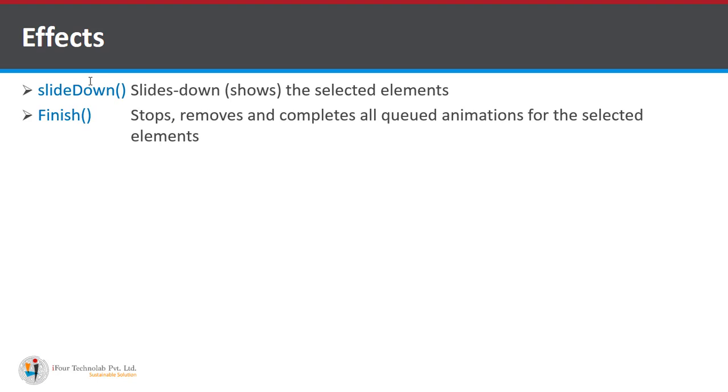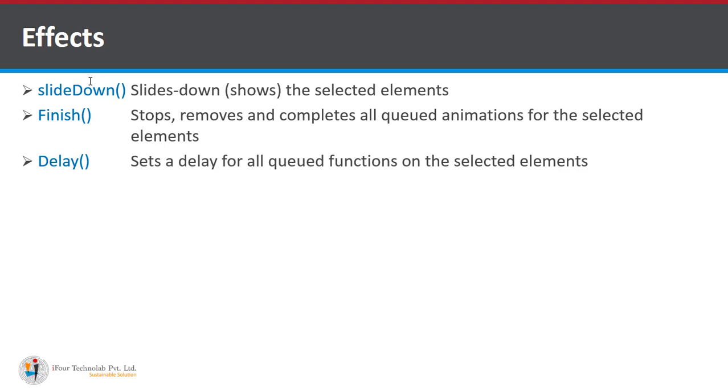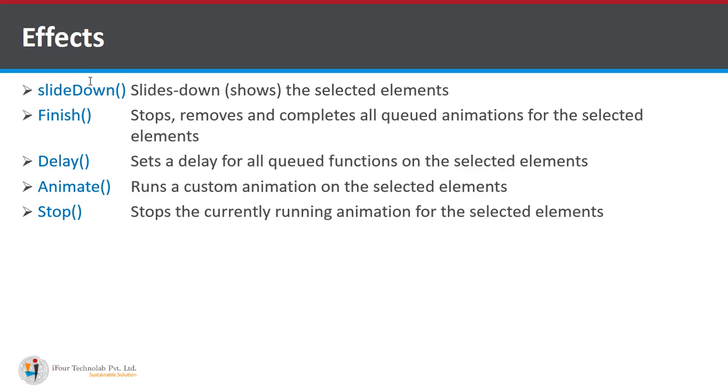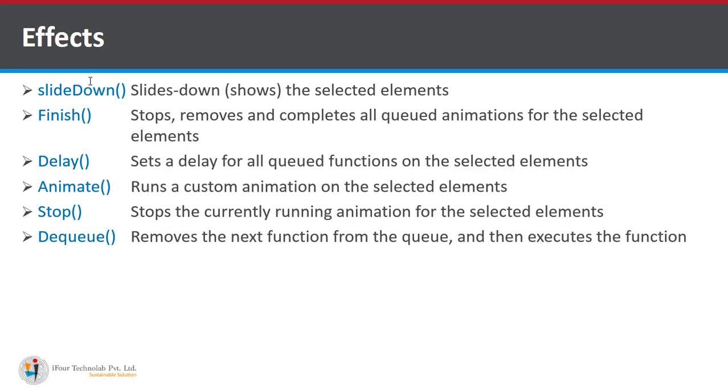Finish stops, removes and completes all queued animation for the selected element. Delay sets a delay for all queued functions on the selected elements. Animate runs a custom animation on the selected element. Stop stops the current running animation for the selected elements.